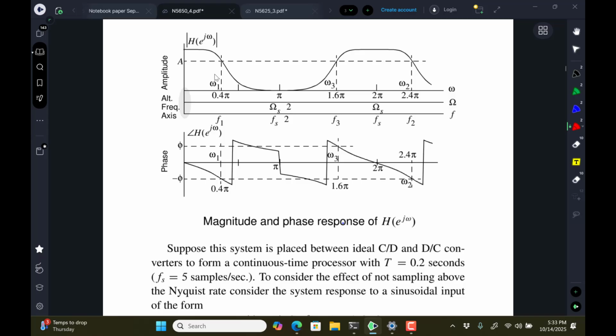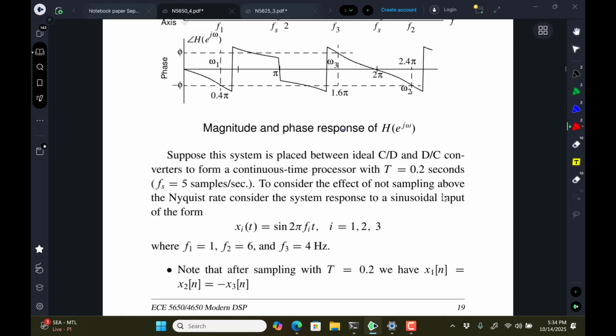Magnitude is an even function of frequency, phase is an odd function. So what's going to happen is the signals that alias will get different phase shifts. The one that's properly sampled at 1 hertz picks up an angle of minus phi. The one that's at 4 hertz picks up an angle of plus phi, just because it's negative relative to 2 pi, and then the one at 6 hertz picks up phi also.